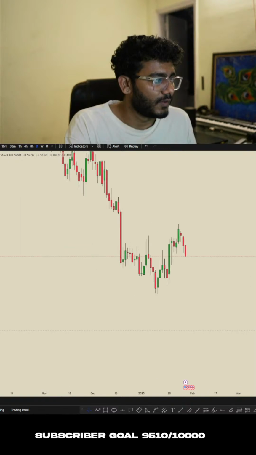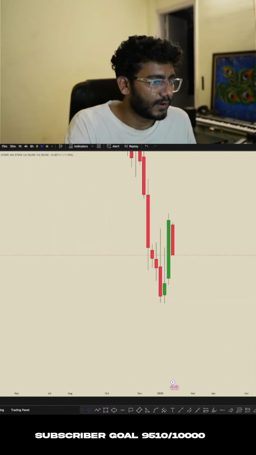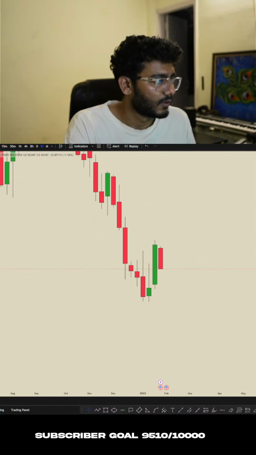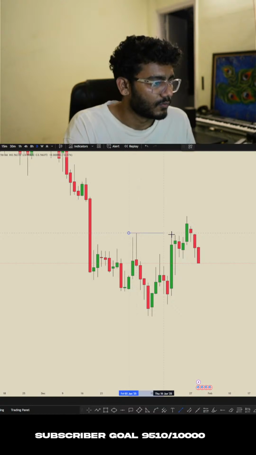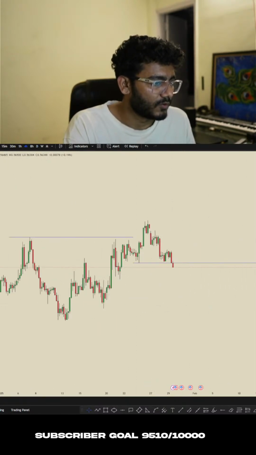On NZD USD, we can see on daily time frame, overall the trend is bearish. Okay, on weekly time frame, we can see price has created this high, which was induced by this candle. So we have this new change of character on daily time frame. So price is going to the downside.